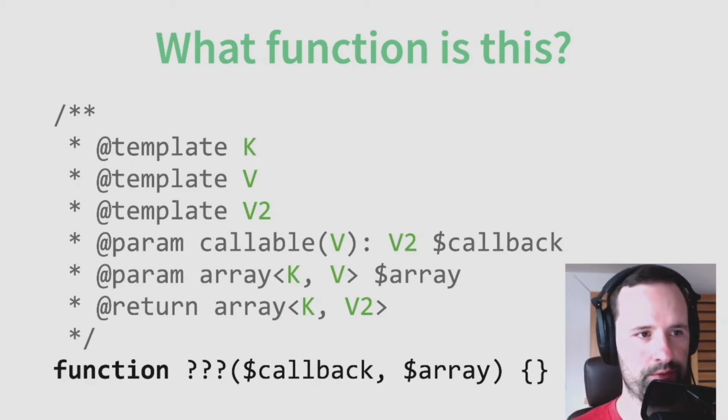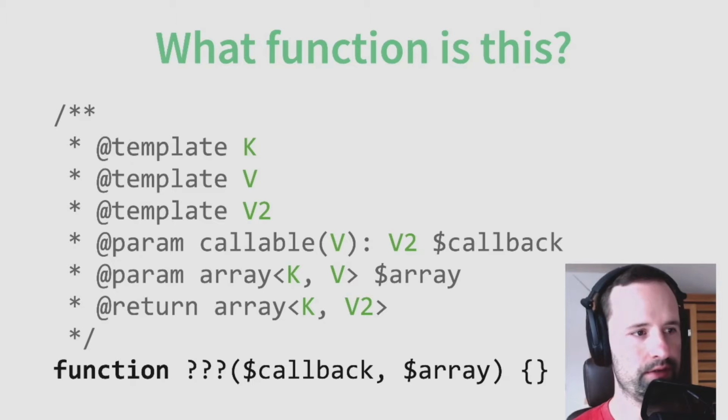Generic signatures can get quite out of hand, but after some practice, you'll be able to read them without any effort. So in this case, we have a function that has three type variables, K, V, and V2. First parameter is a callback that accepts a V and returns V2. Second parameter is an array with keys of type K and values of type V, and the whole function returns an array with keys of type K and values of type V2. So if you look at this signature for a little while, you will probably figure out that it's a signature for function array_map that's built in to PHP. So even if it looks very complex at the first sight, you will be able to figure out after a bit what's actually going on.